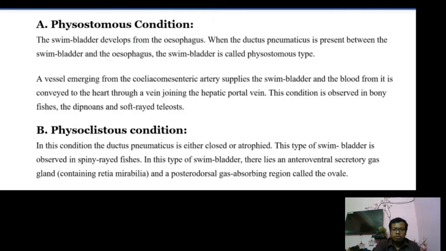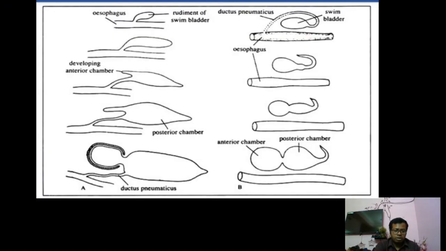Now I want to show you the structure of a swim bladder. You can see the bottom one of the first column. That is the structure of a typical swim bladder. It has two chambers, anterior chamber and the posterior chamber. The swim bladder is basically covered with some capillary network.